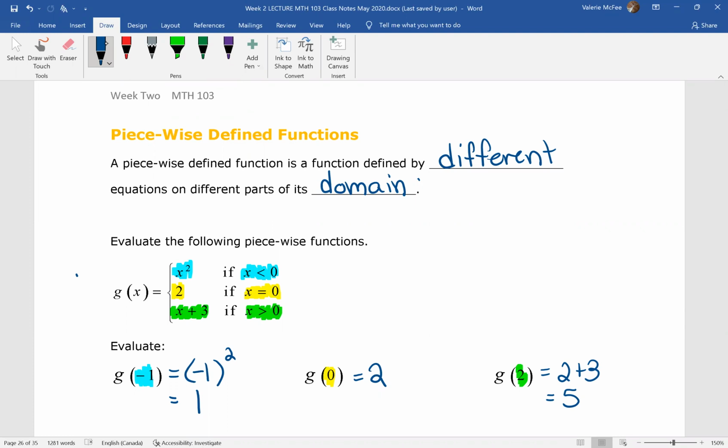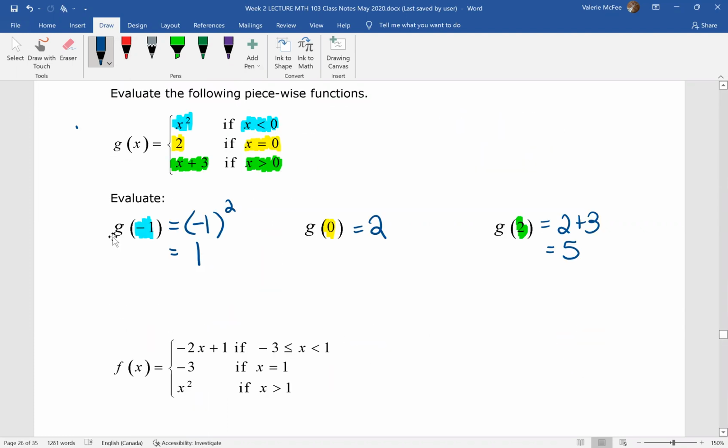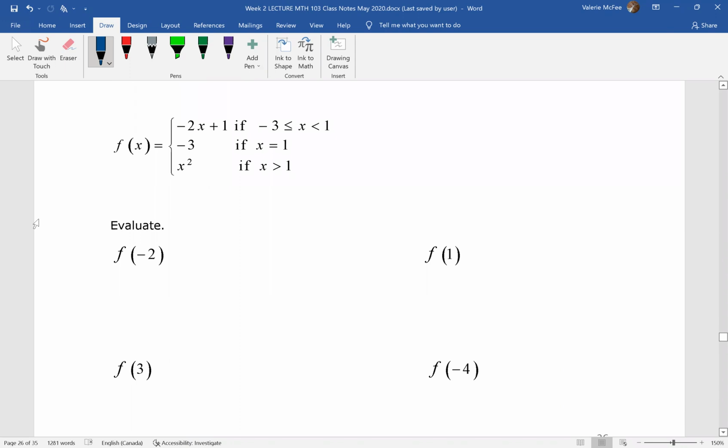Let's look at another example. The f of x also has 3 pieces. Why don't you try evaluating the f of -2? I see that -2 is between -3 and 1. I'm going to use this equation. We're going to substitute -2 into the x. So we have 4 plus 1, this equals 5.